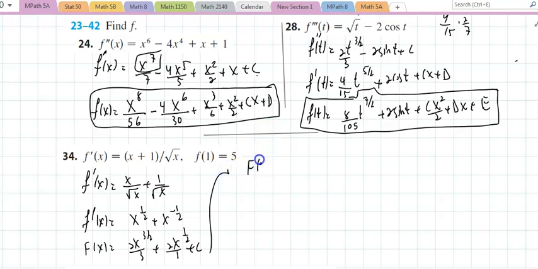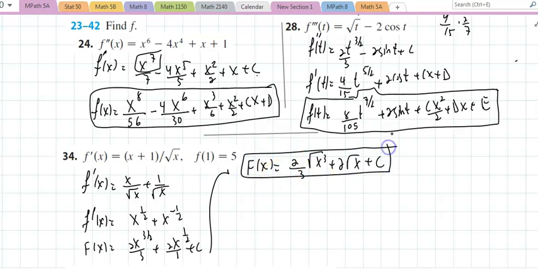I would say capital F of x is actually 2 over 3 the square root of x cubed, plus twice the square root of x plus c. I am done right there, with one minor exception. Since they told me when x equal 1, y equal 5, the beauty of 1 raised to a cube and a radical, that's a 1 plus 2 times 1 plus c.